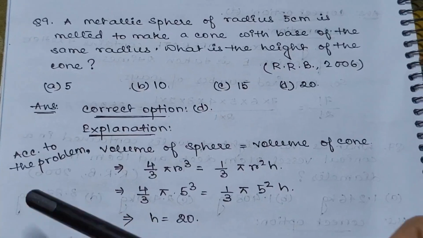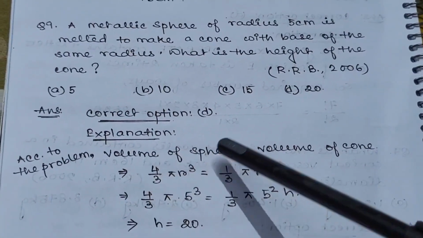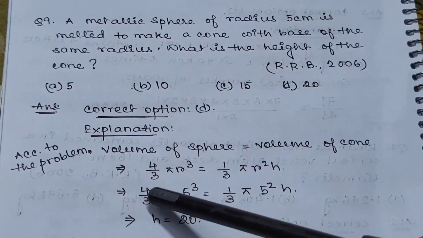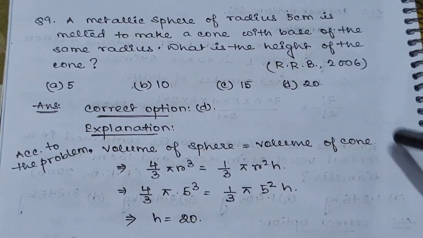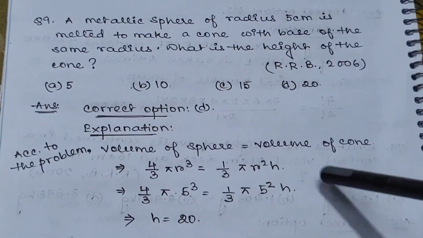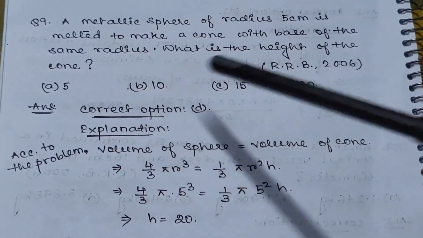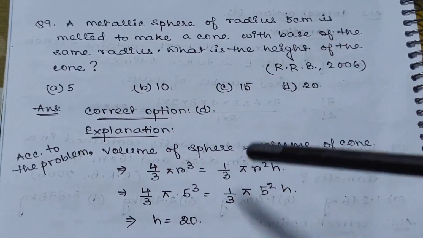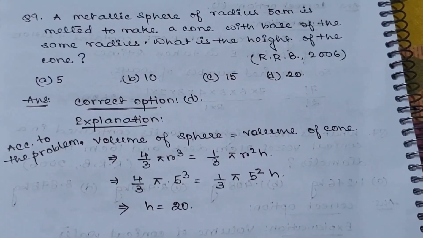Now explanation. According to the problem, the volume of the sphere is equal to the volume of the cone. Volume of the sphere is 4/3 pi r cube and volume of the cone is 1/3 pi r square h, of the same radius. So r becomes the same and r is given to us as 5 centimeter. On simplification, h is 20.